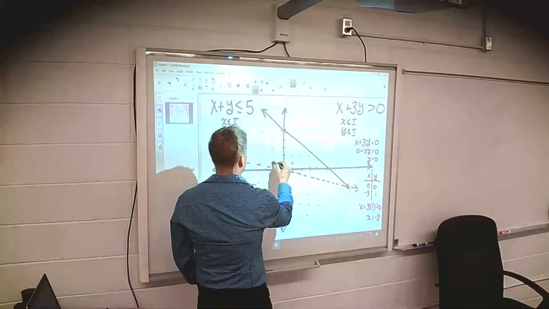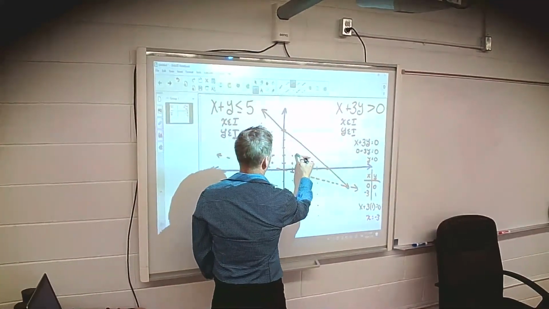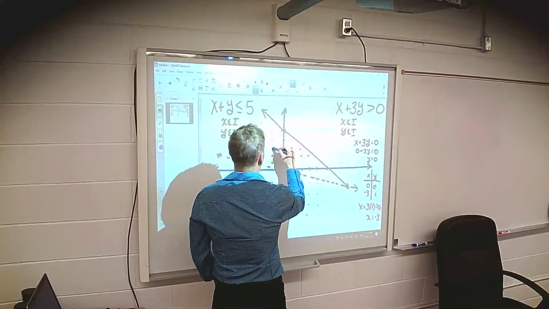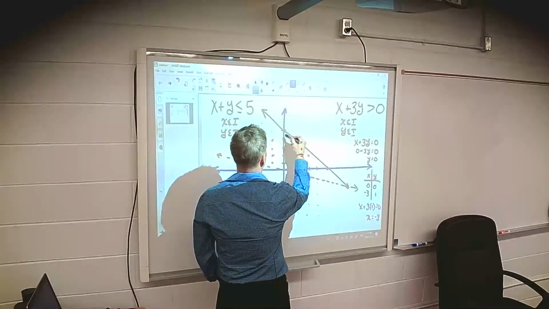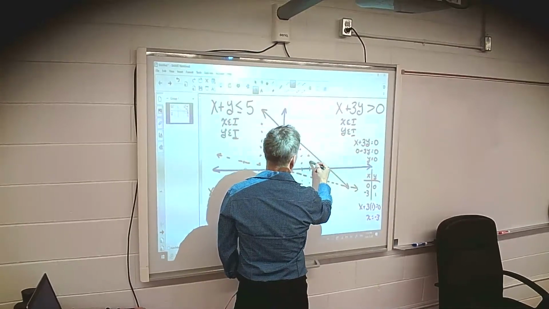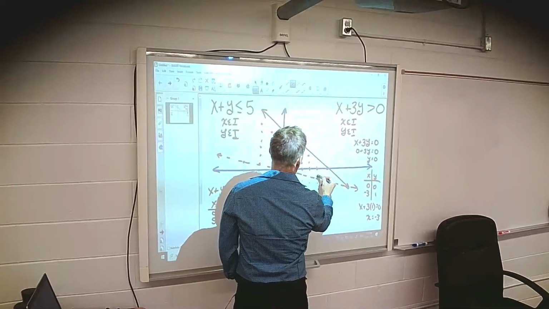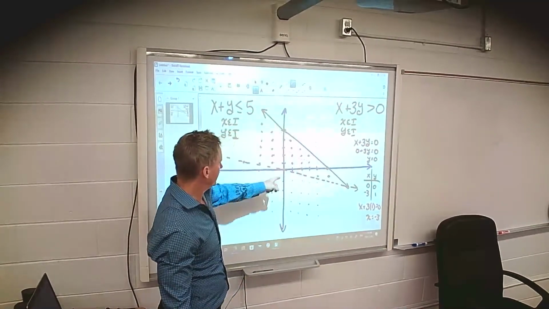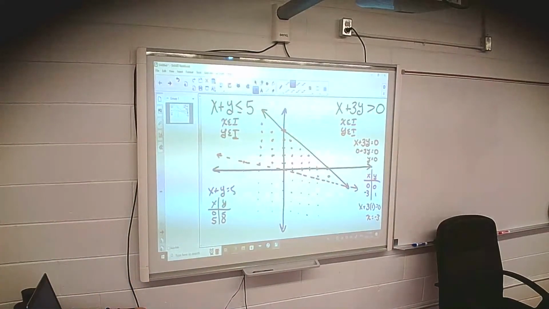But again, it's dots, so this is what it's going to look like. My solution area that satisfies this is everything in between those 2 lines. And that's my solution. The difference from what I showed you on Friday to what you're doing today is you've got two lines and the numbers have to satisfy both of them. And it's always dotted.